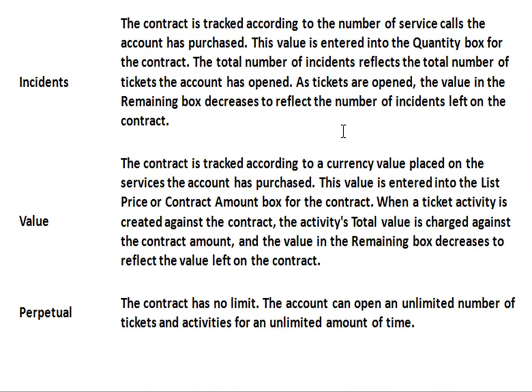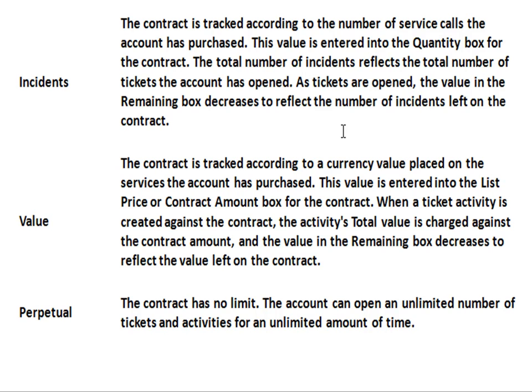And then we have incidents. So with incidents, the contract is tracked according to the number of service calls the account has purchased. That value that they've purchased is entered in the quantity box for the contract. The total number of incidents then reflects the total number of tickets the account has opened. As tickets are opened, the value in the remaining box will decrease to reflect the number of incidents left on that contract. And then there's value. The contract is tracked according to the currency value placed on the services the account has purchased. So that value then, the dollar value, is entered into the list price or contract amount box for the contract.